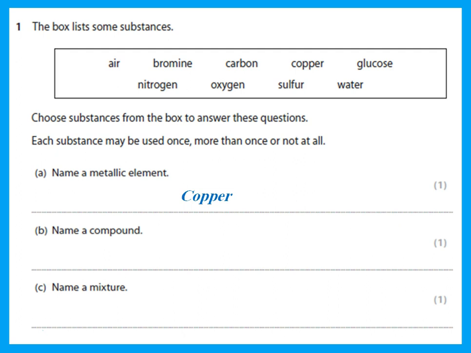Then it says, name a compound. Now, which of these is a compound? Again, this is very easy. You should realize that water or glucose could be a possible answer here. So if it says name a compound, it wants one. Name a mixture. Now, which of these is a mixture? Air. You should realize that air is a mixture of gases.